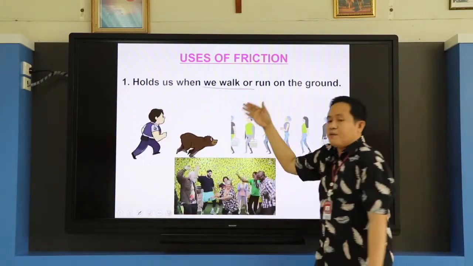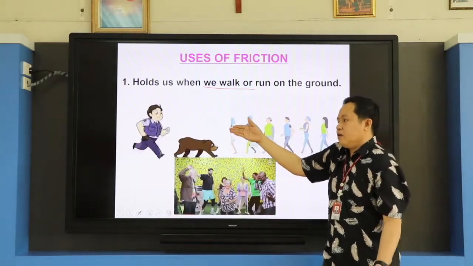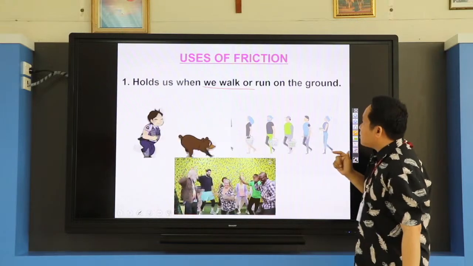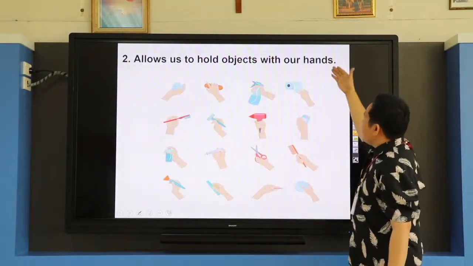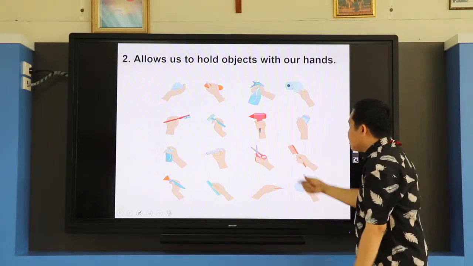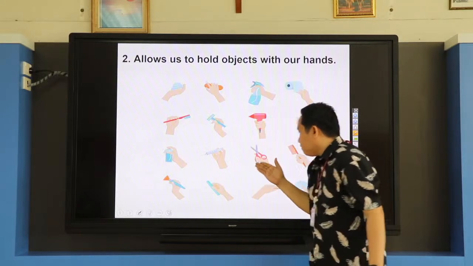We can walk, run, jump, dance, join in a marathon because of friction. Animals too use friction. We learn that we can hold things using friction. Without this friction, we cannot cut the paper. We cannot inject the vaccine for COVID-19.